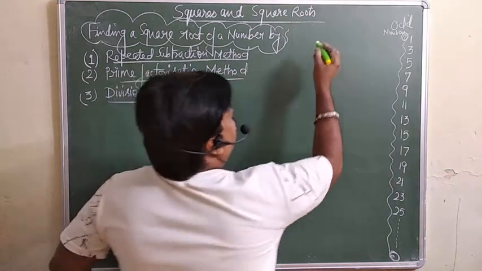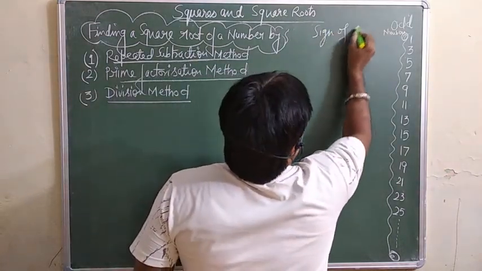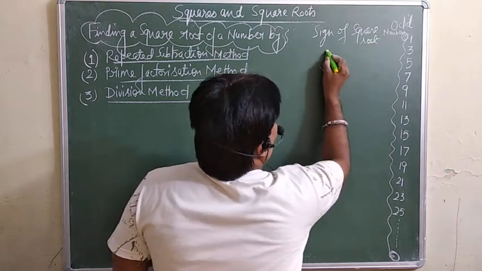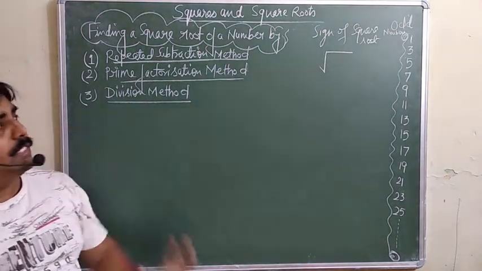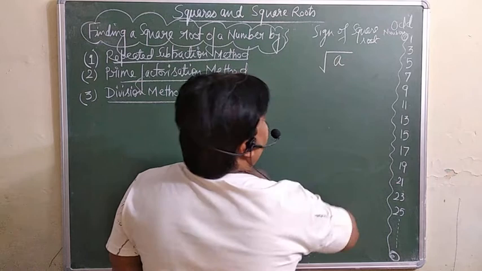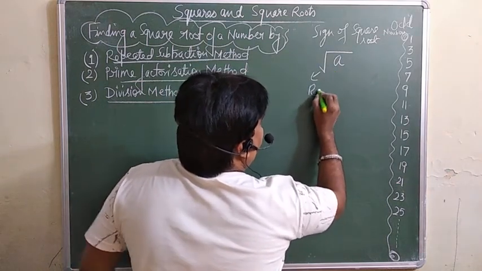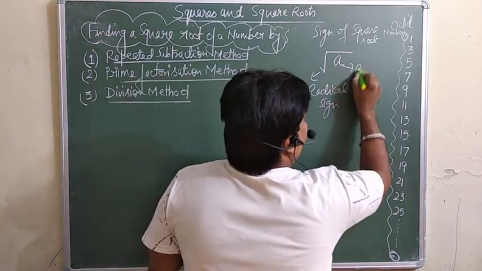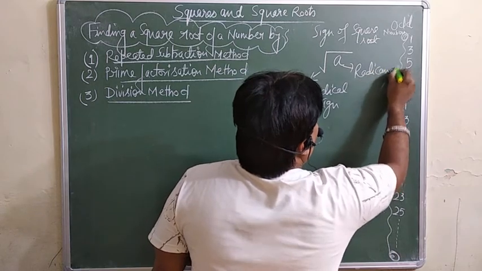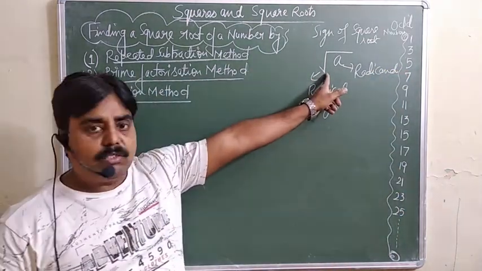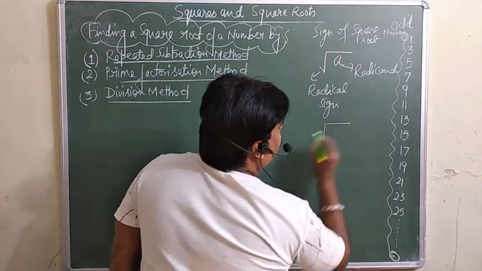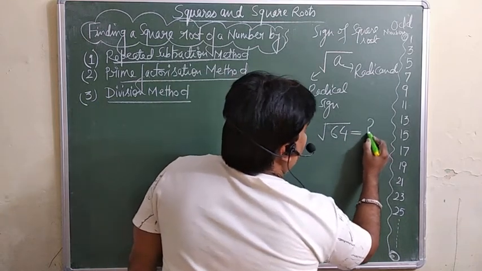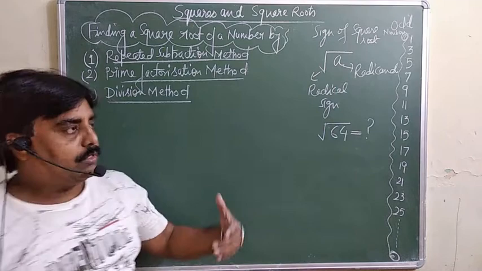See, if we talk about the sign of square root, it is already known to you. This is the sign which we use for the square root. You can say this is the radical sign, which represents the square root, and the value we are putting inside this is known as the radicand. So this is the sign of the square root. अगर हम कोई भी number, any number we are putting inside this one, suppose I am putting 64 here, it means we are interested to find the square root of this number.